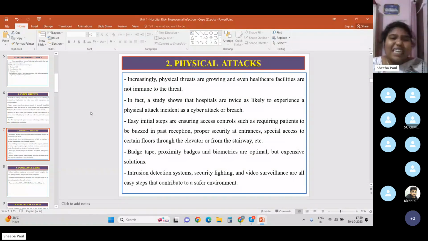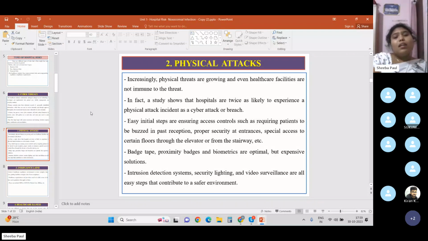And the second one is physical attacks. Increasingly, physical threats are growing, and even healthcare facilities are not immune to the threat. In fact, a study shows that hospitals are twice as likely to experience a physical attack incident as a cyber attack or breach. So physical attack rates are higher in the field of healthcare, and there are certain threats to the department people because of data issues, or because patients are not happy with the quality of care that is being provided.